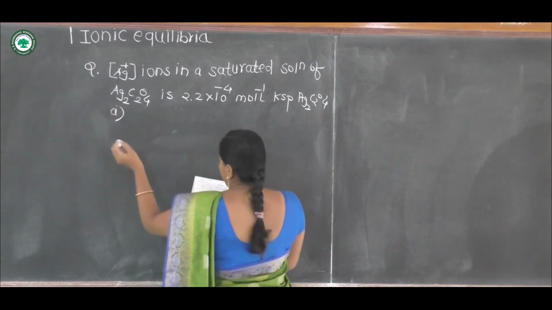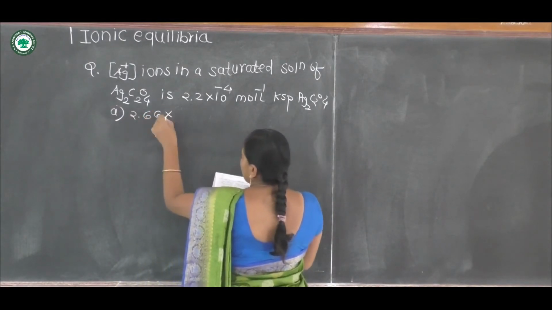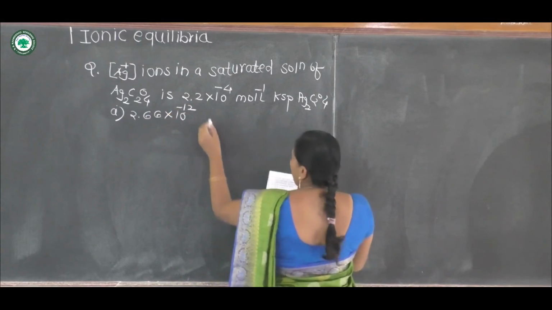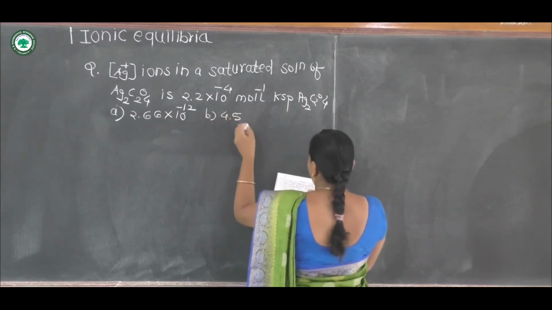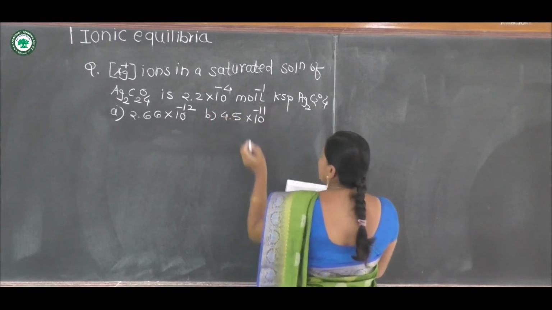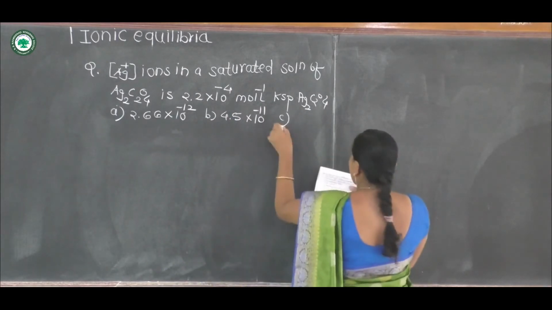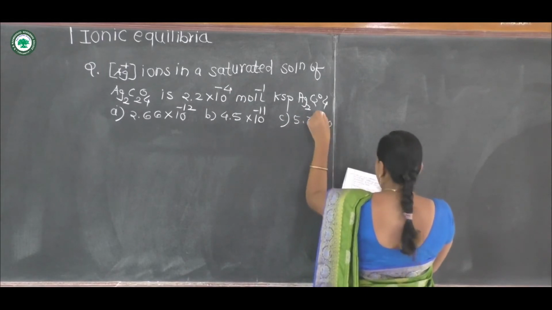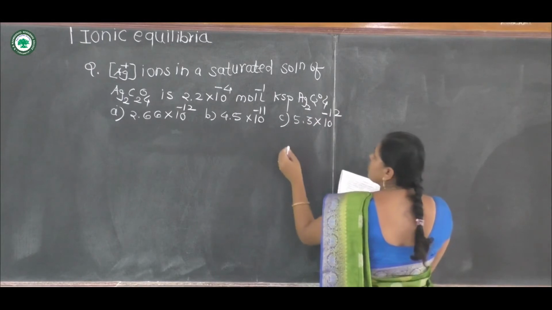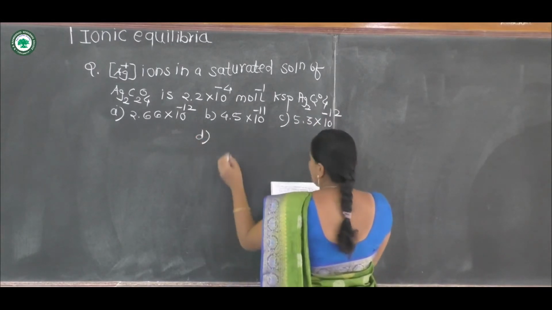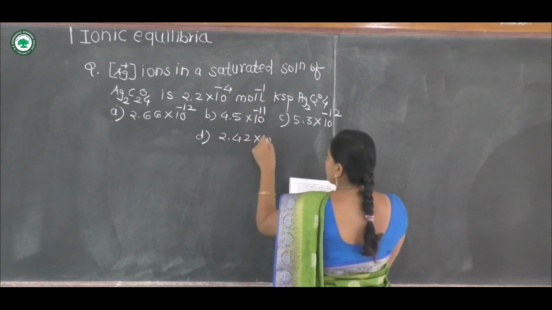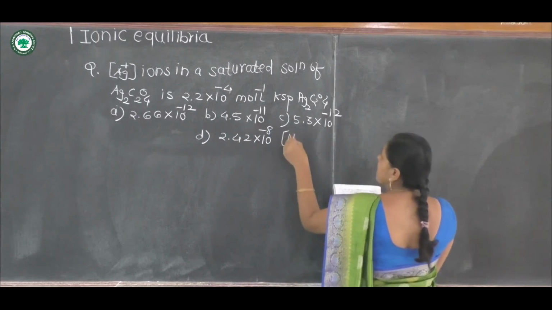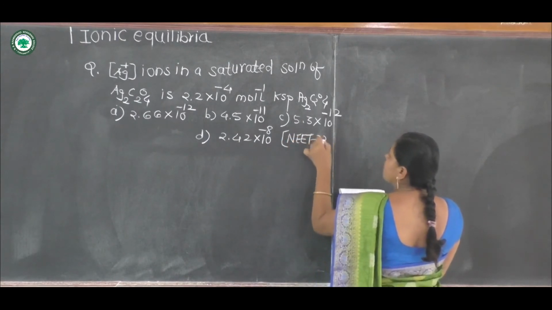Option A, 2.66 × 10^-12. Option B is 4.5 × 10^-11. Option C, 5.3 × 10^-12. Option D, 2.42 × 10^-8. And this question was asked in NEET 2017.